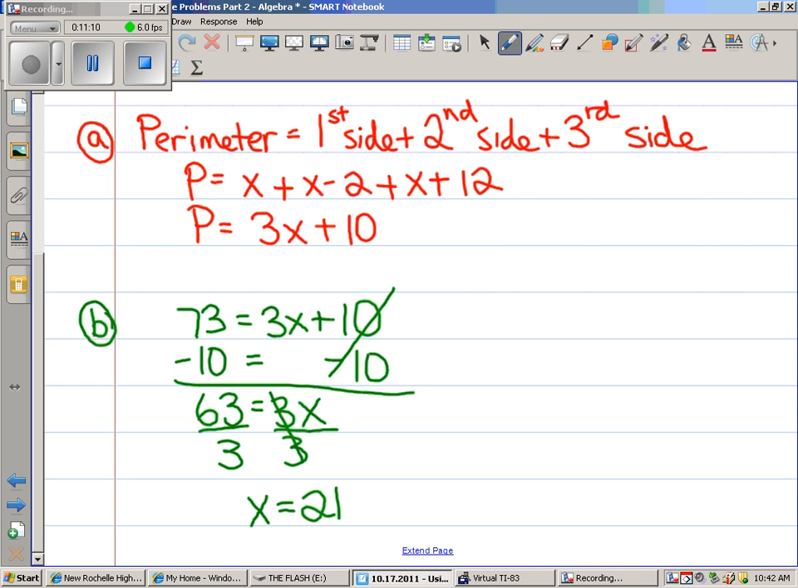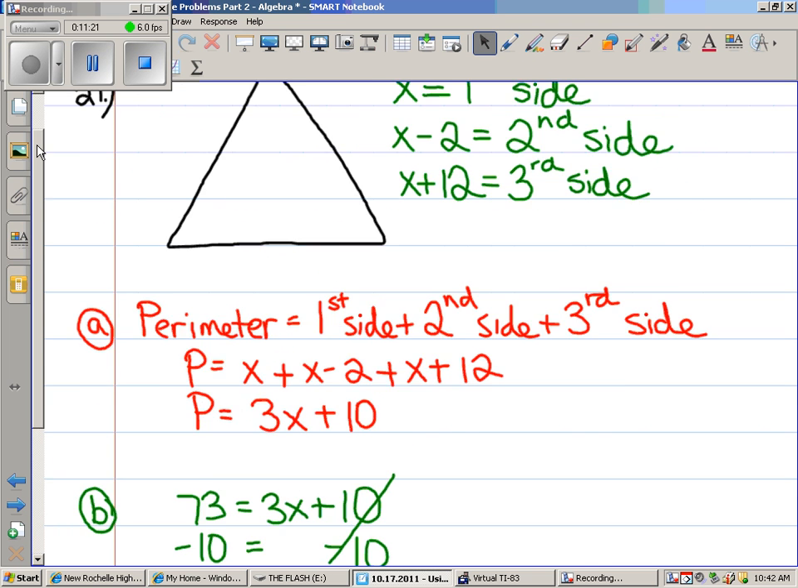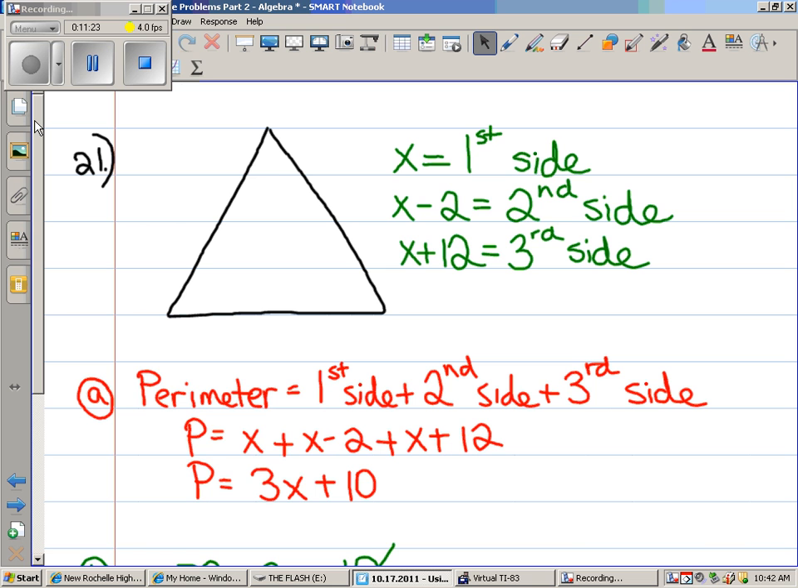I like the way you're thinking, Alexis. Let's take a look at the problem. What do we have to plug back into? What do we have to do? It says we have to find the length of each side of the triangle. Find the length of each side of the triangle. How could we do that?